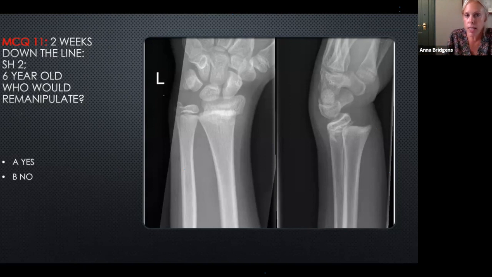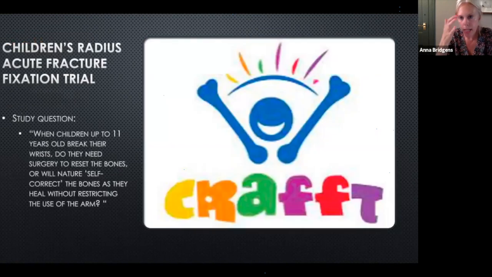And this child is 6 years old, and you will be amazed by the remodeling potential of this distal radius. There is a study at the moment in the UK called CRAFT, which stands for Children's Radius Acute Fracture Fixation Trial. Their study question is: when children up to 10 years old break their wrist, do they need surgery to reset the bones, or will nature correct it itself without surgery?